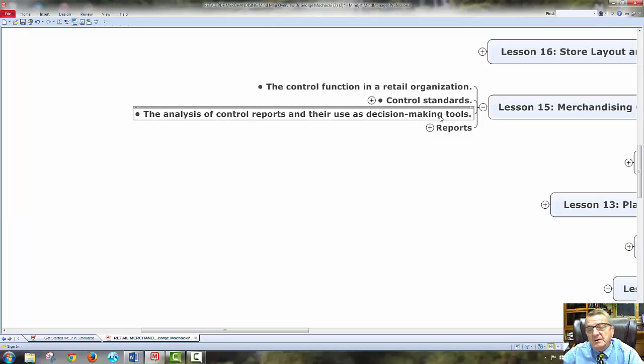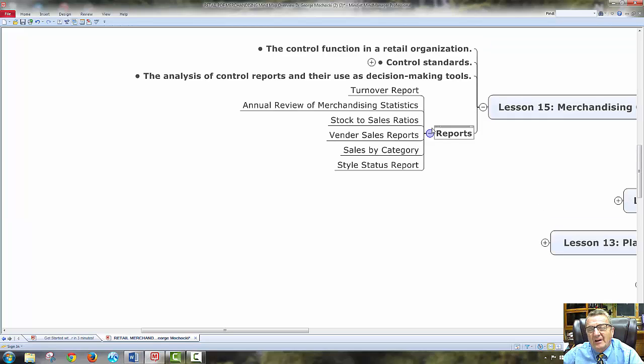Okay. And when I'm looking at different reports, it's not all of them. Turnover reports are an important one. Annual review of merchandise statistics: what's the probability this is going to go? Then core stock to sales ratios, vendor sales ratios, sales in category, and the style status report. Which styles are going, which are not.